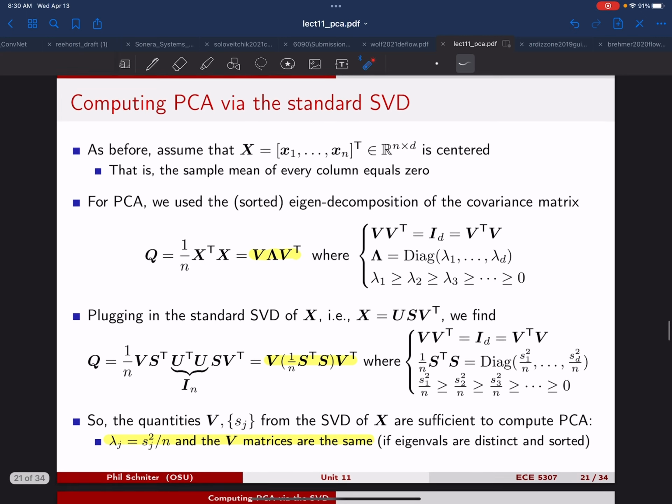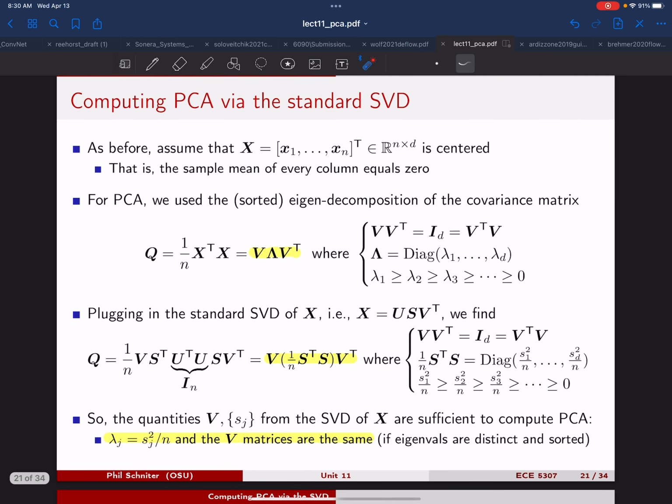Okay, so that's basically the connection that even though originally we said for PCA you should use the eigenvalue decomposition, here we're saying, actually, if you take the singular value decomposition, you get rid of the U's, you use the V in the same way, and you just have to square and scale the singular values. You can essentially do PCA that way as well.